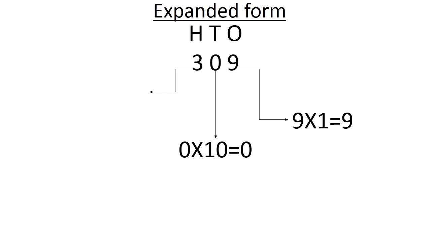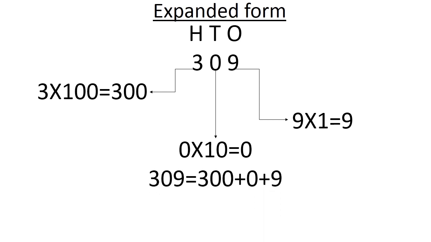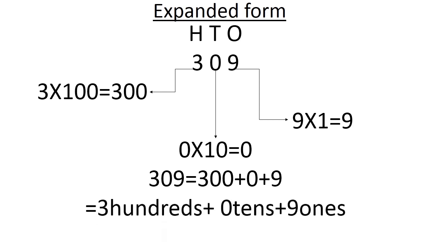Okay, now we will calculate the place value of 3. 3 is at hundreds place, so we will multiply 3 by 100, and that is equal to 300. So our place values are 300, 0 and 9. So what is the expanded form of this? 309 is equal to 300 plus 0 plus 9. Another form, 300s plus 0 tens plus 9 ones.